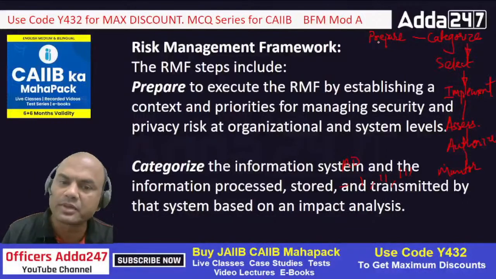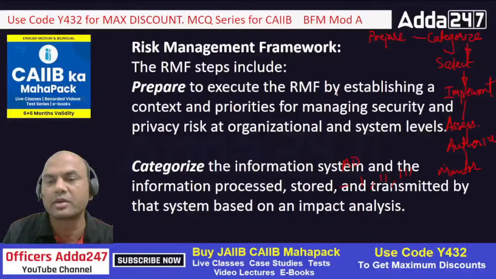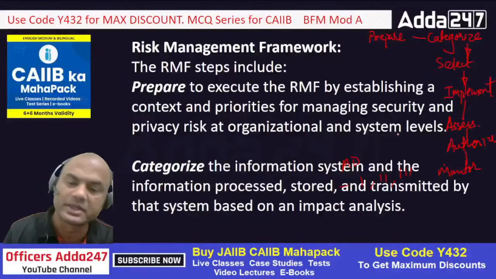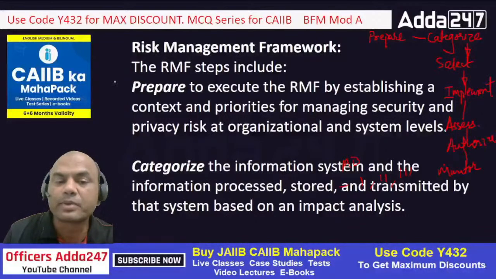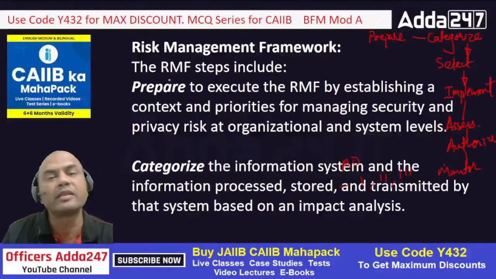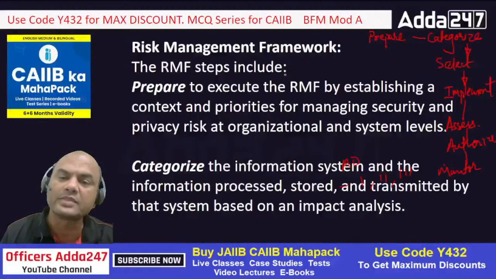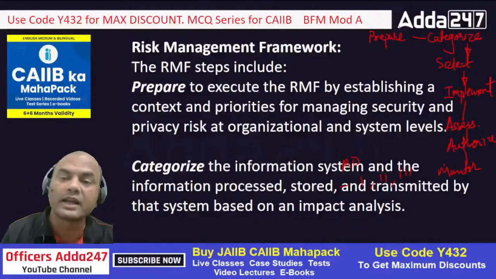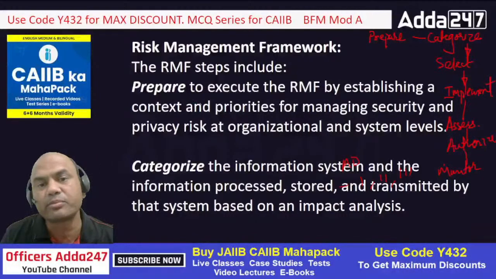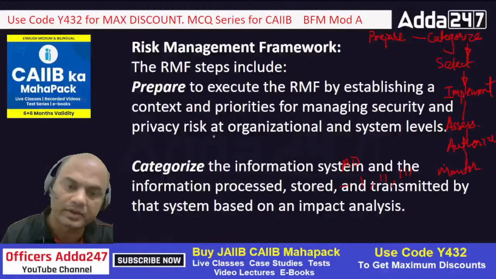Firstly, you have to prepare. Prepare means to execute the RMF, the risk management framework, by establishing a context and priorities for managing security and privacy at the organizational level and the system levels. Here, we first have to prepare the framework. Like in the bank, you have an SOP, standard operating procedure. That SOP is preparing the framework that you have to operate in your bank using this method. Based on this preparation, we follow the whole portfolio of risk which we carry.